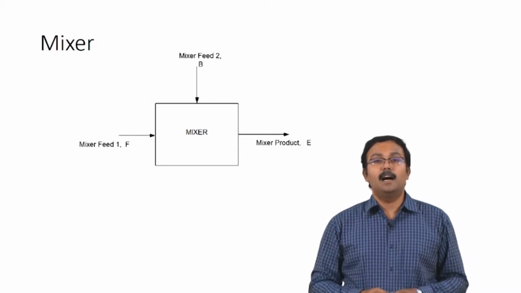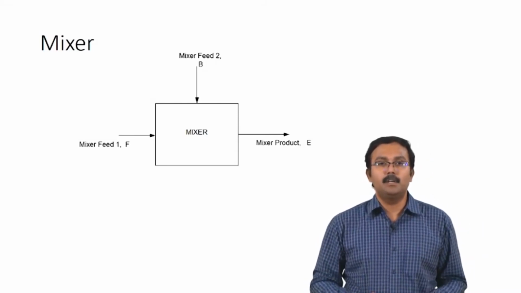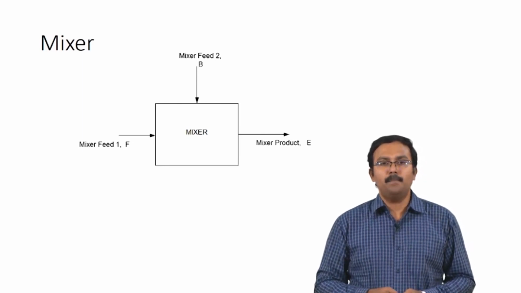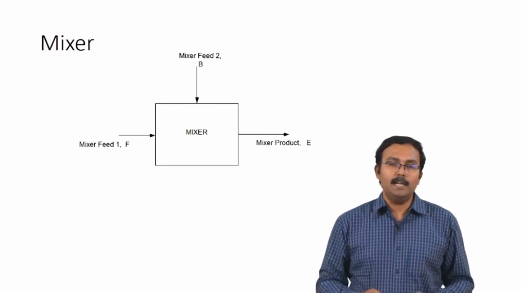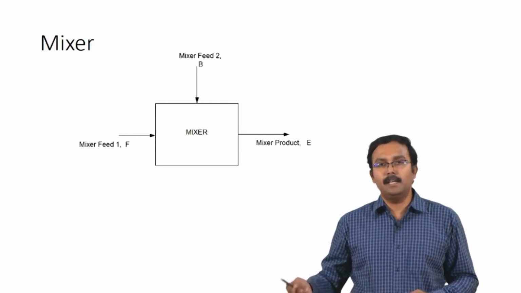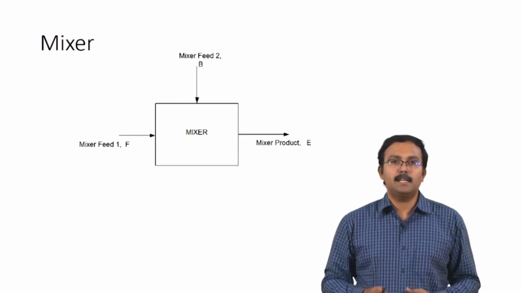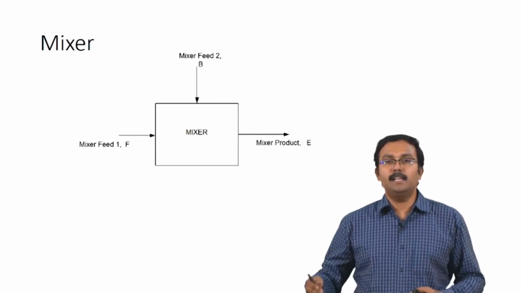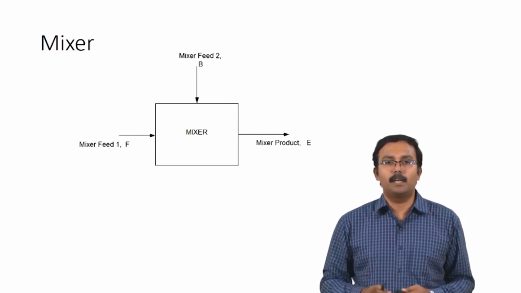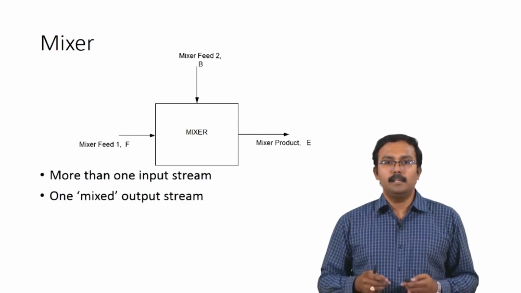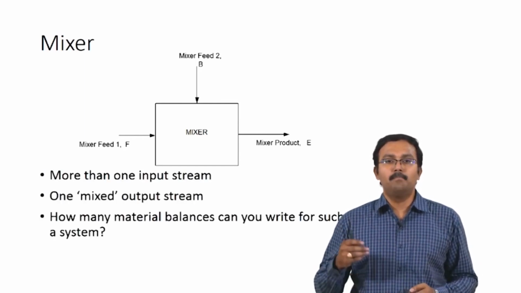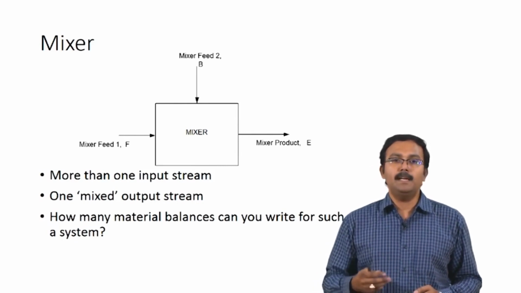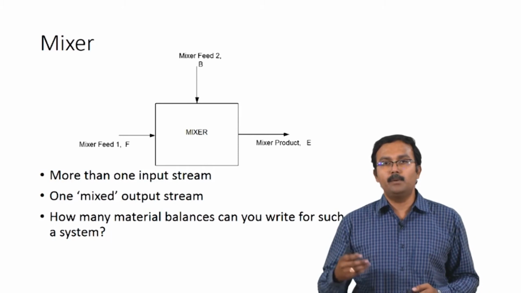Mixer is another common system which is used for any process. Here what happens is you have more than one input and there is one final output. So, multiple streams containing different components are mixed together to form one final output, which is the mixer product. So, here you have multiple balance equations you can write. Can you identify how many independent material balances you would be able to write for such a system?